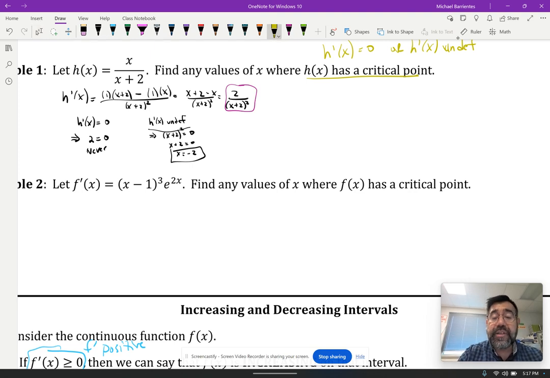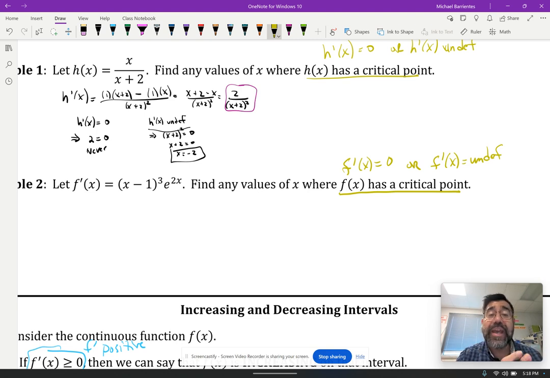So I usually tell students, pay close attention to what they are asking for. They're asking for when f of x has a critical point. So I want to know when f prime of x is equal to 0 or where f prime of x is undefined. Right? By definition of a critical point, that's what I need to do.